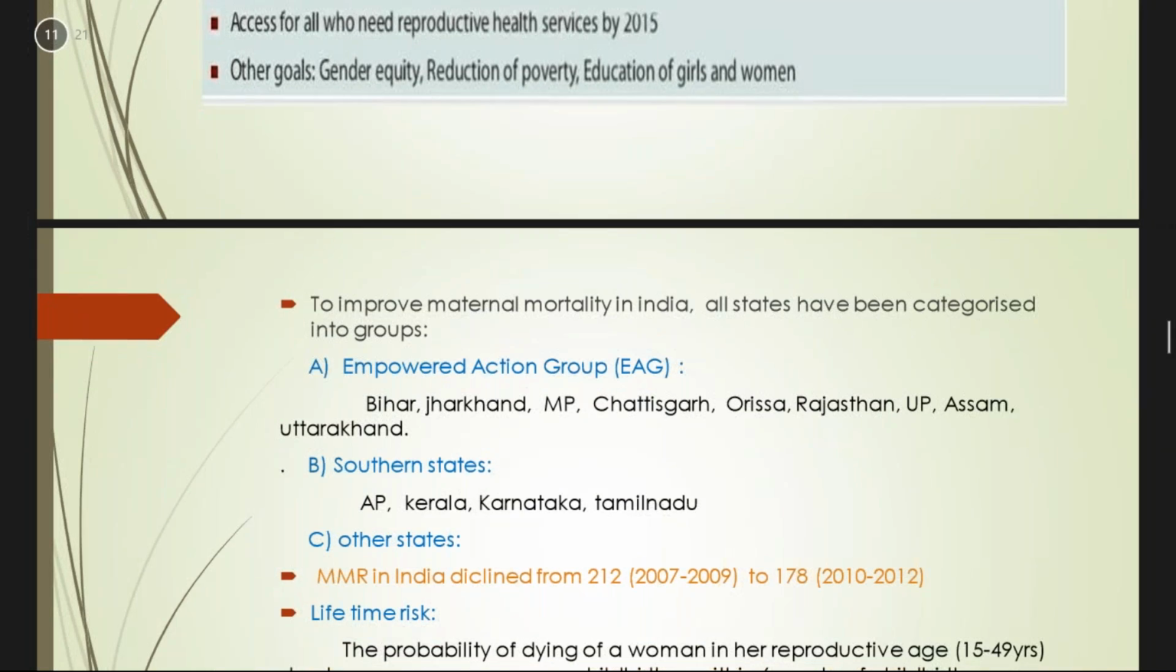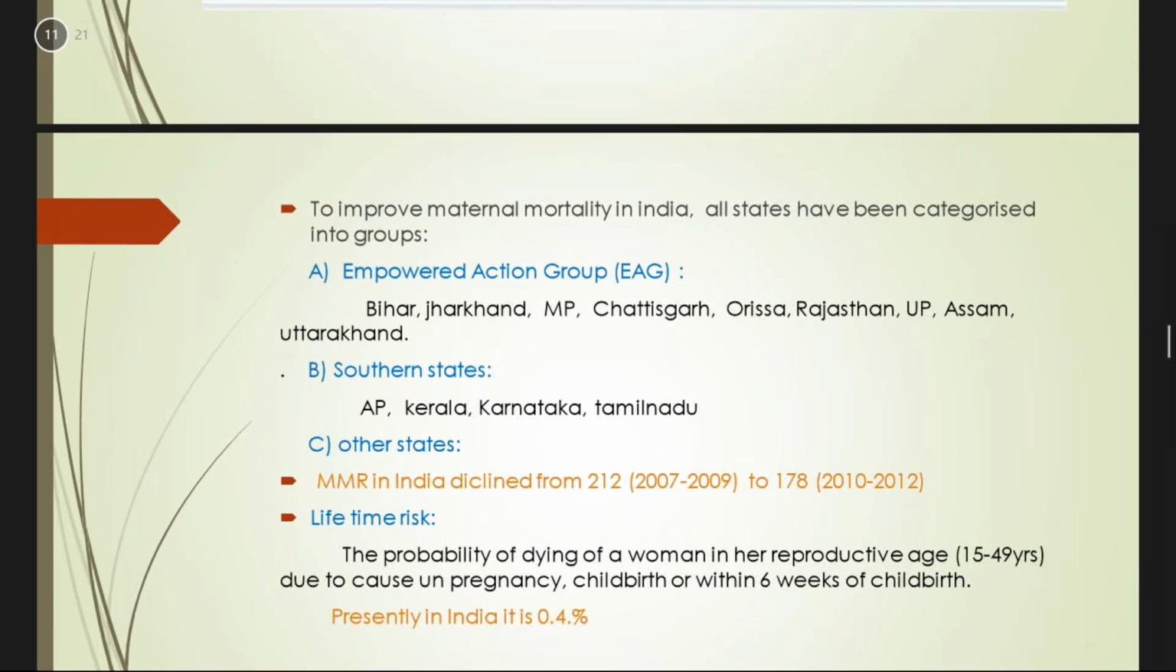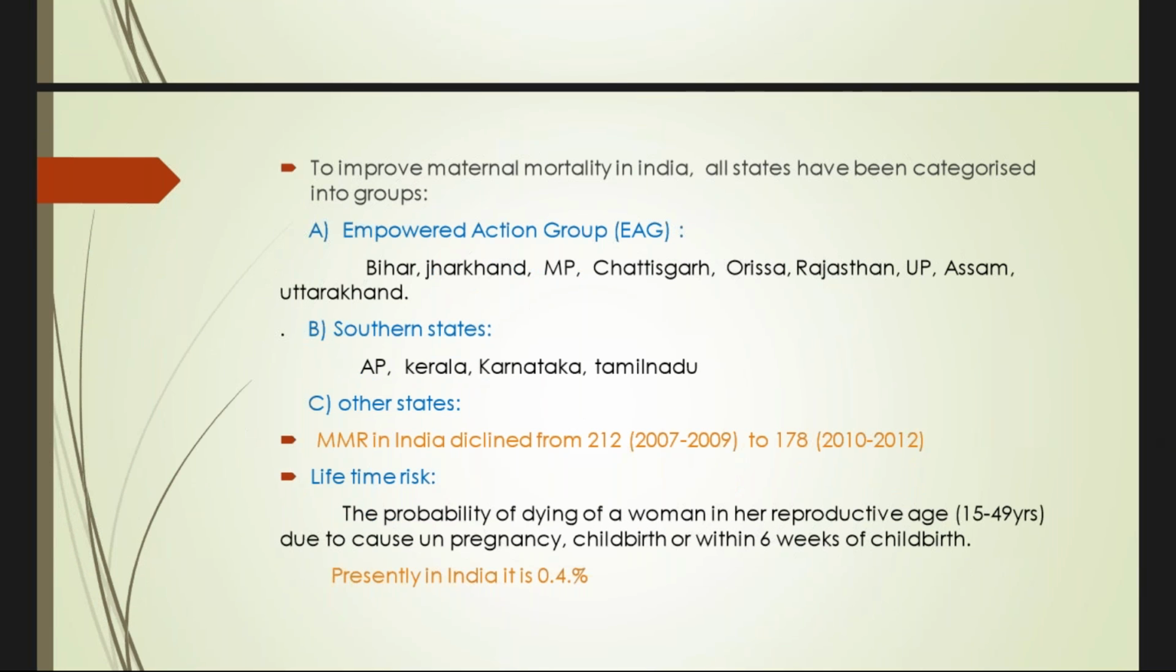Next, to improve maternal mortality in India, all the states have been categorized into groups. What are all the states we have? They're categorized into 3 groups. First one is the empowered action groups. It includes Bihar, Jharkhand, MP, Madhya Pradesh, Chhattisgarh, Orissa, Rajasthan, UP, Assam, Uttarakhand. And the southern states include Andhra Pradesh, Kerala, Karnataka, Tamil Nadu, and the remaining states come under Group C.